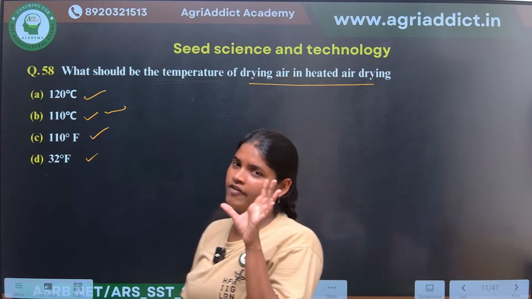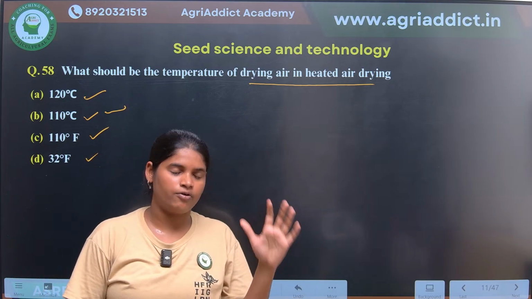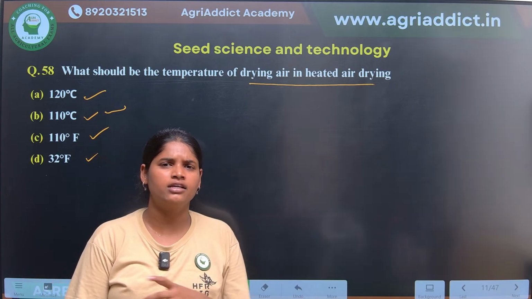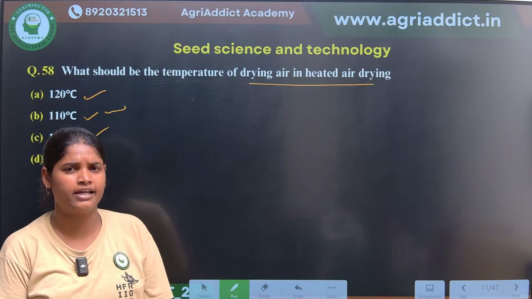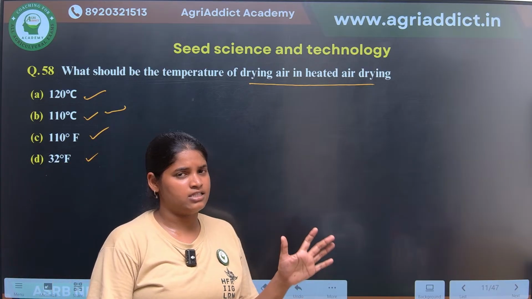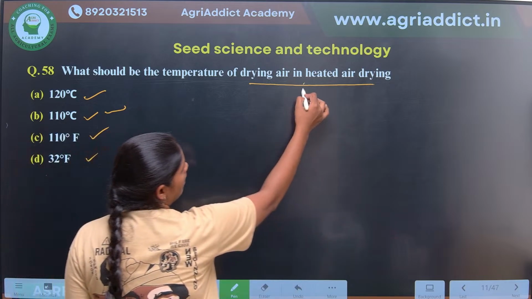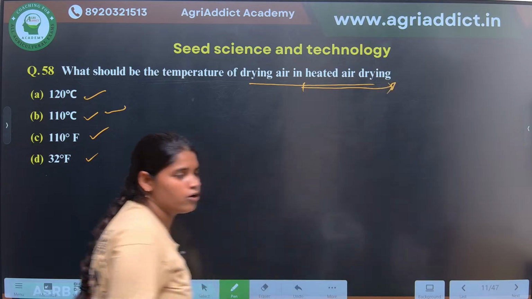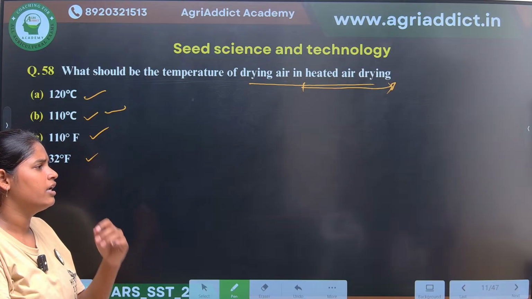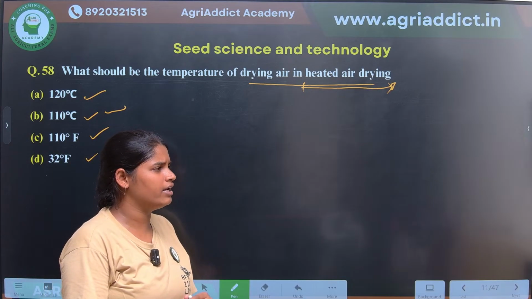Since seed processing is a very important unit, you have to be thorough with all the processing steps, okay? Drying, grading, cleaning, packing, seed treatment, seed quality enhancement techniques, everything is under seed processing, and also the testing part. Here, in drying, we have types, right? One of the types is heated air drying. What is the temperature of it? People are answering 110 degrees Fahrenheit.